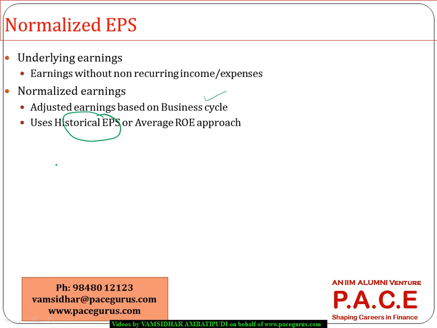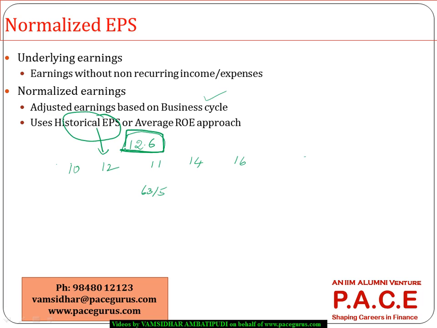So, let's say in the last 5 years the EPS is around 10, 12, 11 and 14, and probably another 16. Then what we are saying is that the normalized EPS, going with the average EPS kind of an approach, is this: 33 plus 14, 47 plus 16, 63, divided by 5, working out to 12.6 as my average EPS.